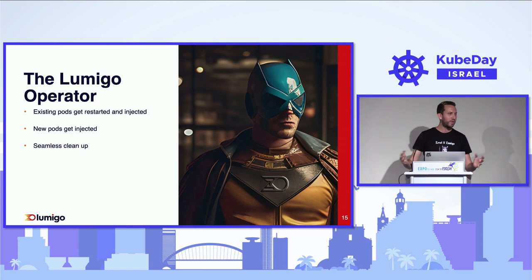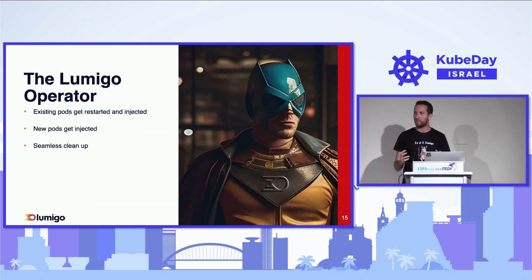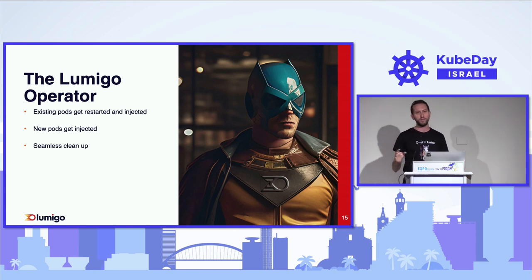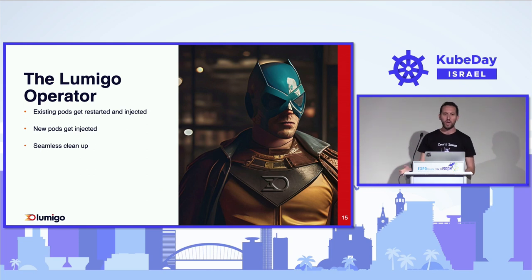So at a very high level, we'll dive deeper in a second. The operator does three things. The first thing is it instruments existing pods. So all the pod objects you have in the namespace that you chose to trace, it automatically injects with the tracers. It also makes sure that any new pod that gets spun up gets injected with the right tracers as well. And lastly, it's very seamless and easy to clean up, meaning if you decide you don't want this namespace to be traced anymore, it's very easy to untrace everything, and Lumigo takes everything away and leaves no trace that it was ever there.